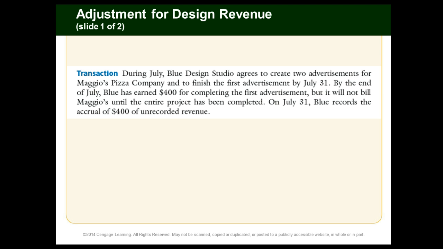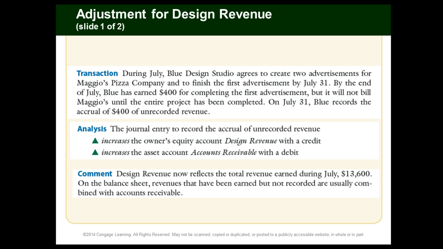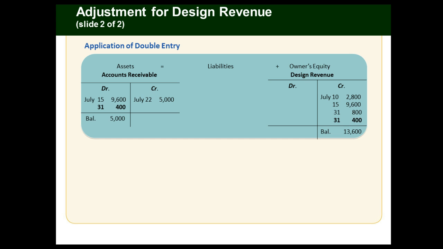So this isn't where they gave us the money first and it's a liability. This is, we're not going to bill them until all of it's done. But technically, we have already earned $400. So what we would do in this case is show at the end of the period $400 of our revenues have been earned, but we haven't billed them yet.